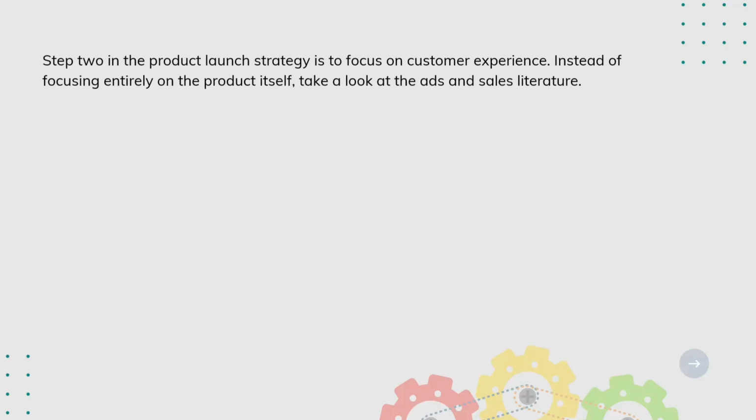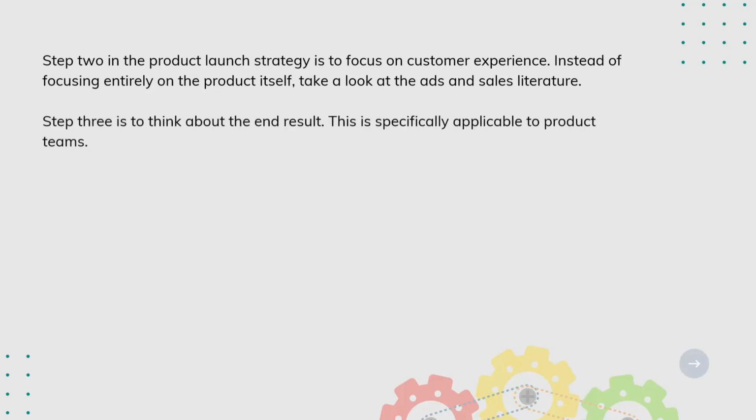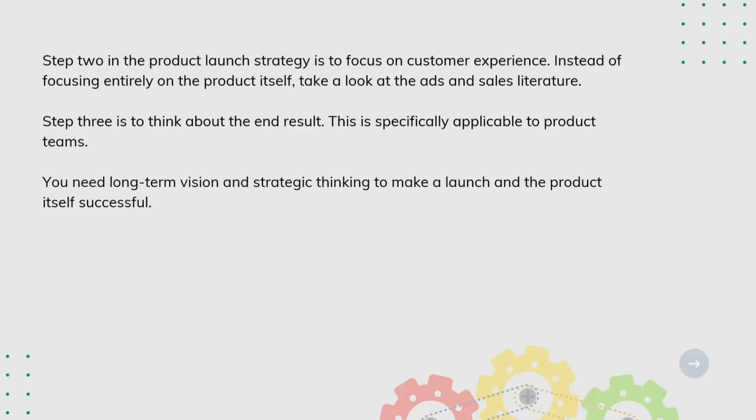Instead of focusing entirely on the product itself, take a look at the ads and sales literature. Step 3 is to think about the end result. This is specifically applicable to product teams. You need long-term vision and strategic thinking to make a launch and the product itself successful.